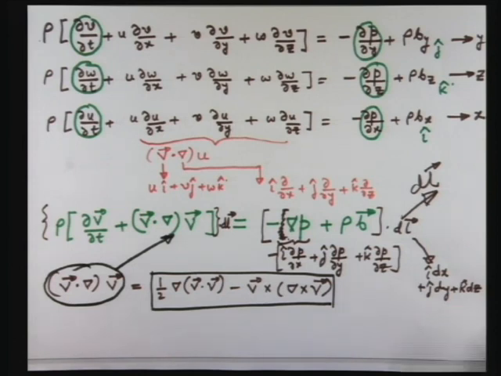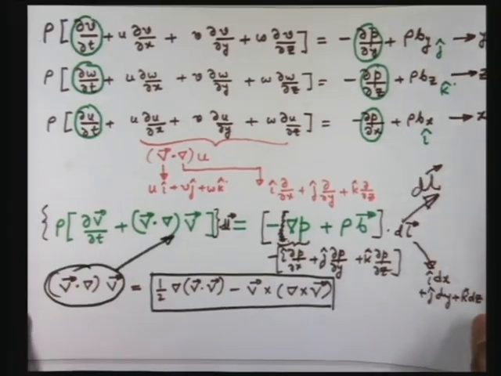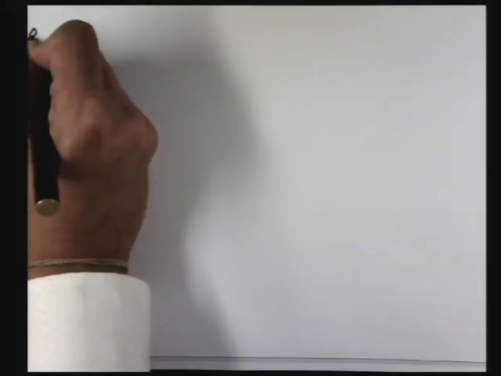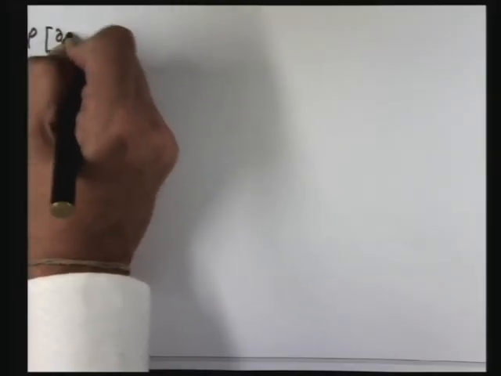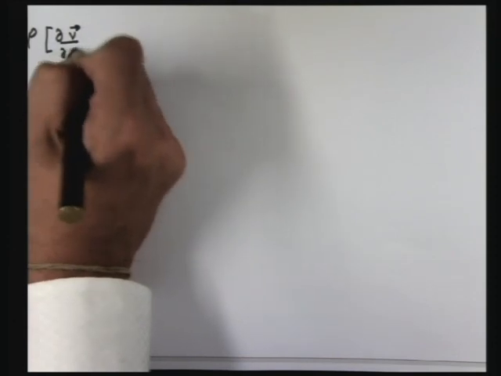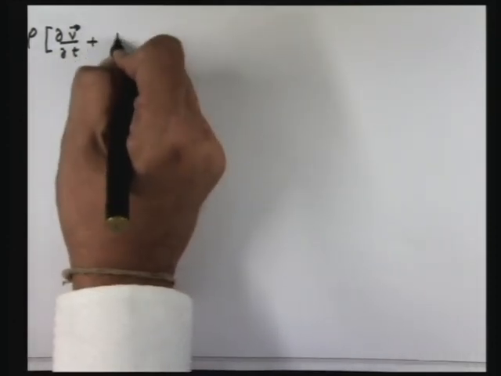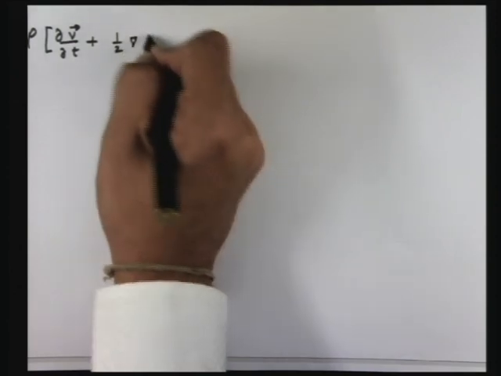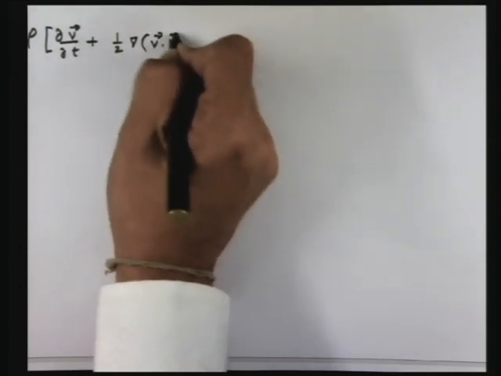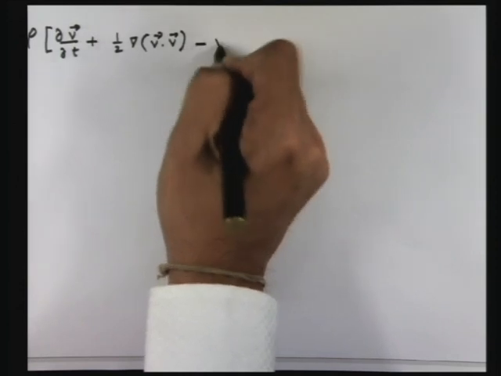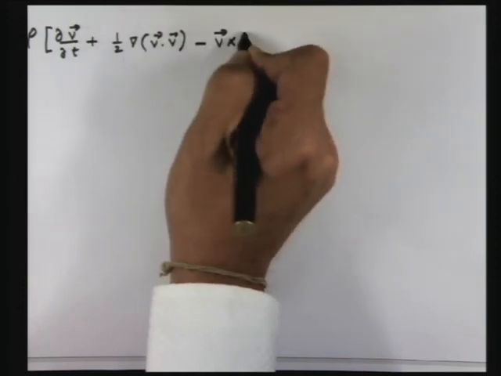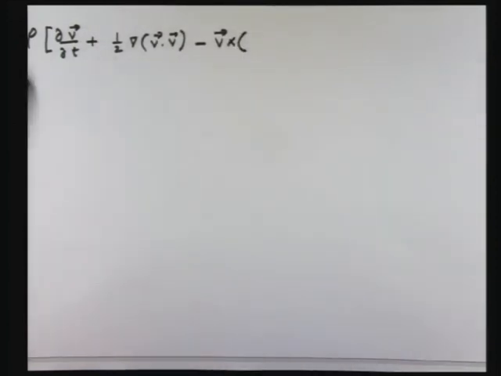So with this we will go to the next step which will follow from the previous step. I am just rewriting it. So rho del v del t plus half del v dot v minus v cross. What is del cross v? Curl of velocity vector, vorticity.